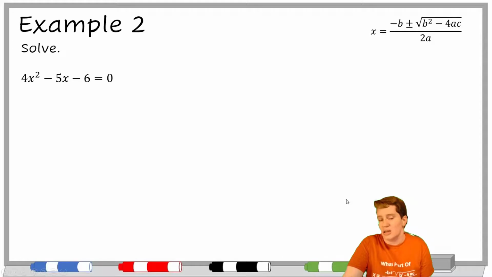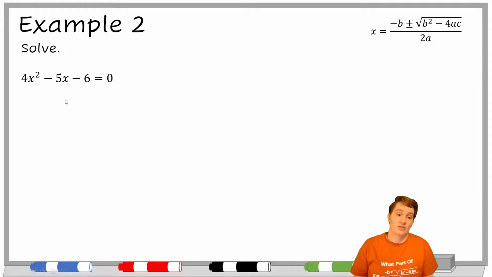Example 2. So can we use square roots on this one? The question is, is there an x term? There is, so we cannot use square roots. What about factoring? If this factors, we would have to use slide and divide or the box method, or split the middle term.